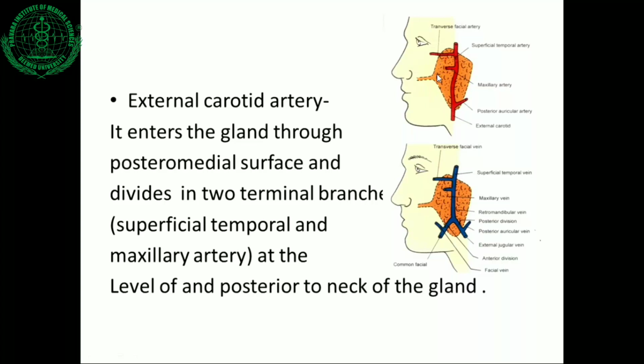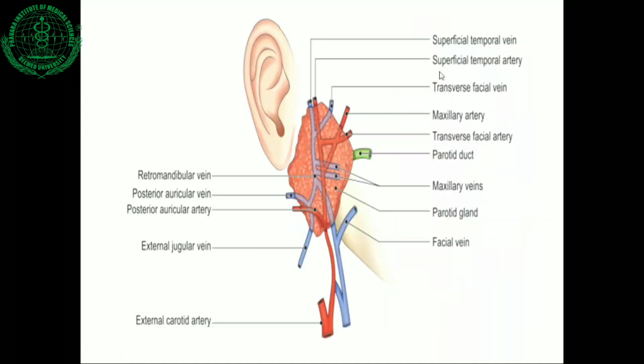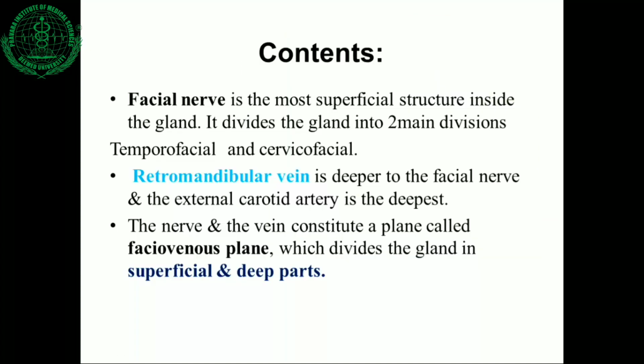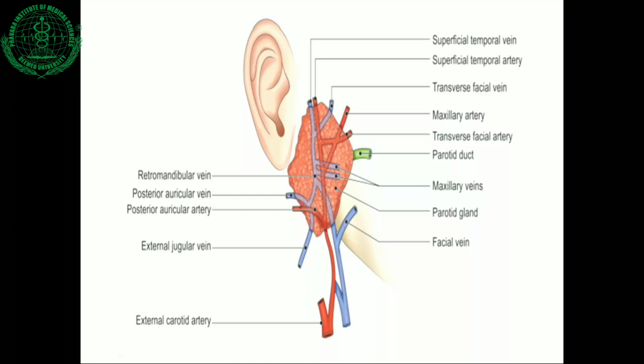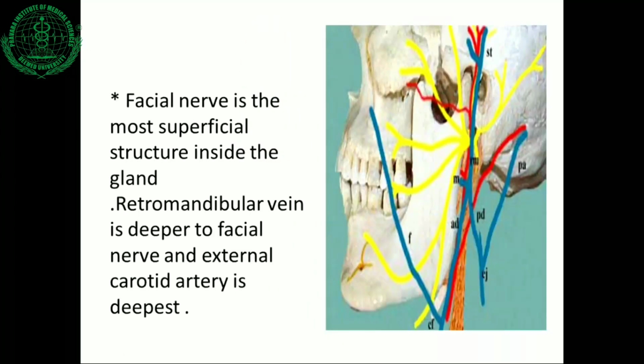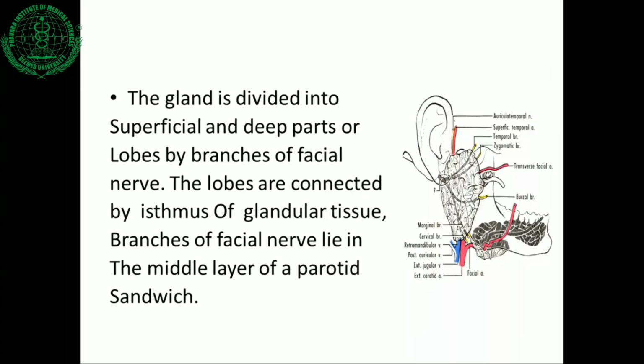Amongst all these structures, like the facial nerve, retromandibular vein and external carotid artery, the facial nerve is the deepest structure in the body. Then after this, the parotid gland. Now regarding the parotid faciovenous plane.